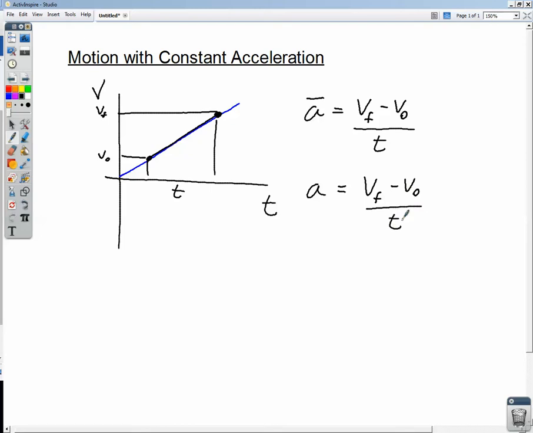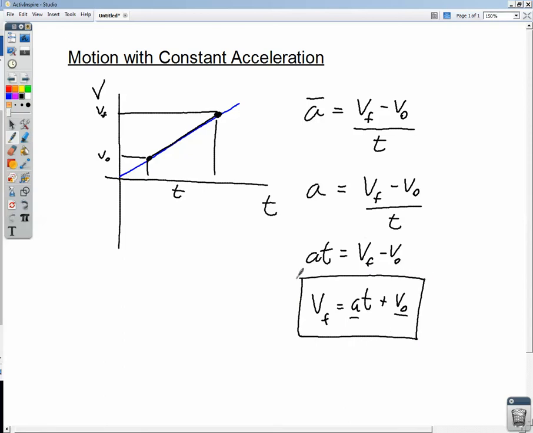We can get a function for the velocity at any time t by solving this for v final. Multiplying by t, we've got at is equal to v final minus v naught, and moving the v naught over, v final is equal to at plus v naught. That is a linear equation with v naught being our y-intercept and a being the slope of the line. So this is our first kinematic equation for constant acceleration. It's very important to note this equation is only true when something is undergoing constant acceleration.